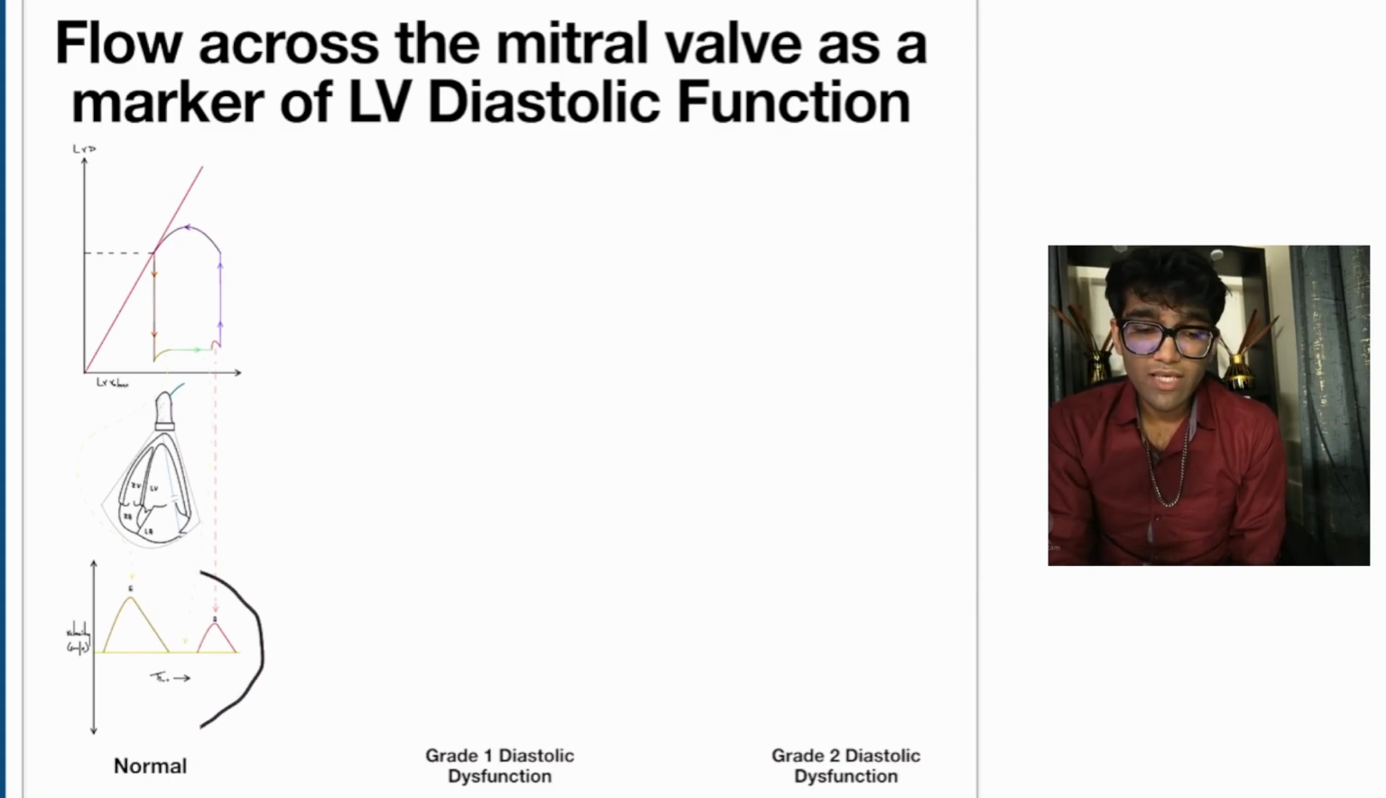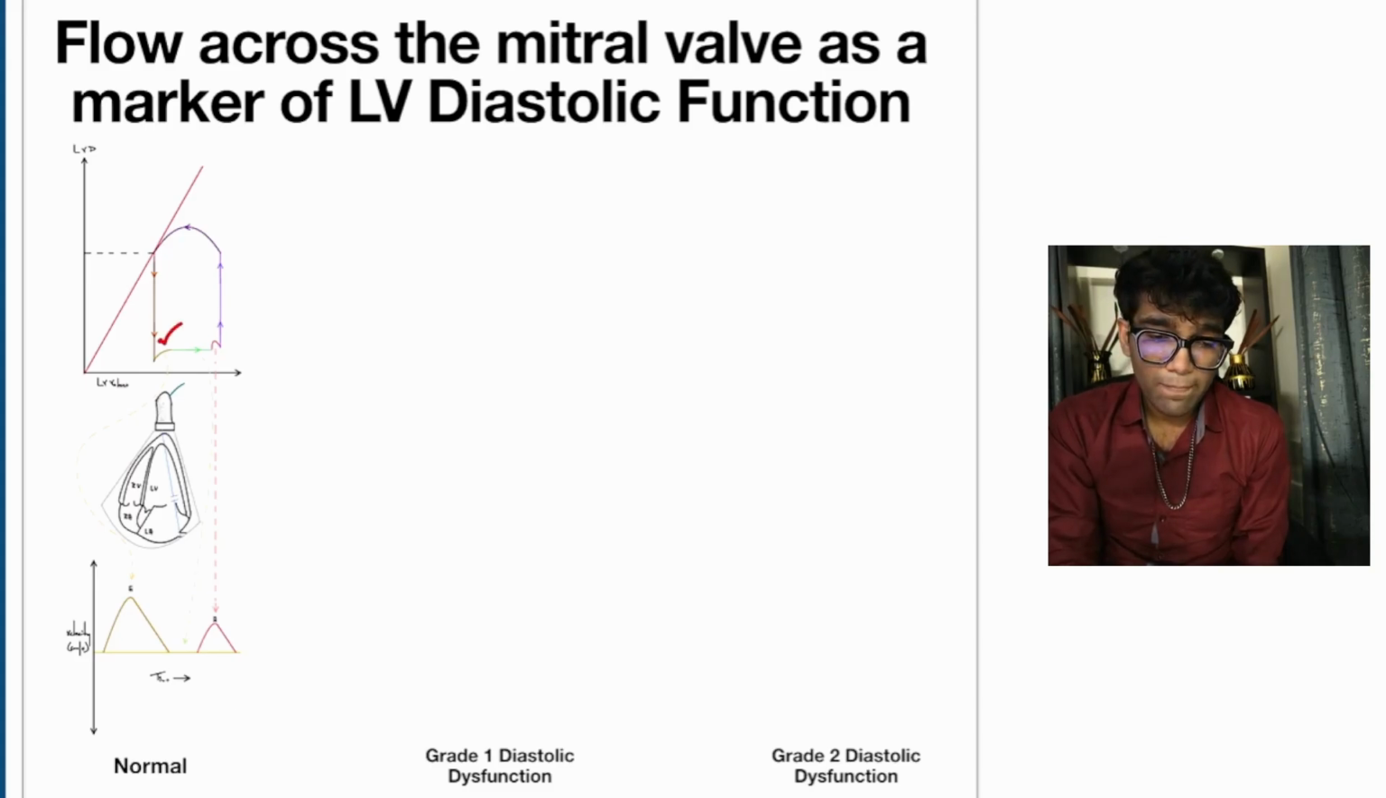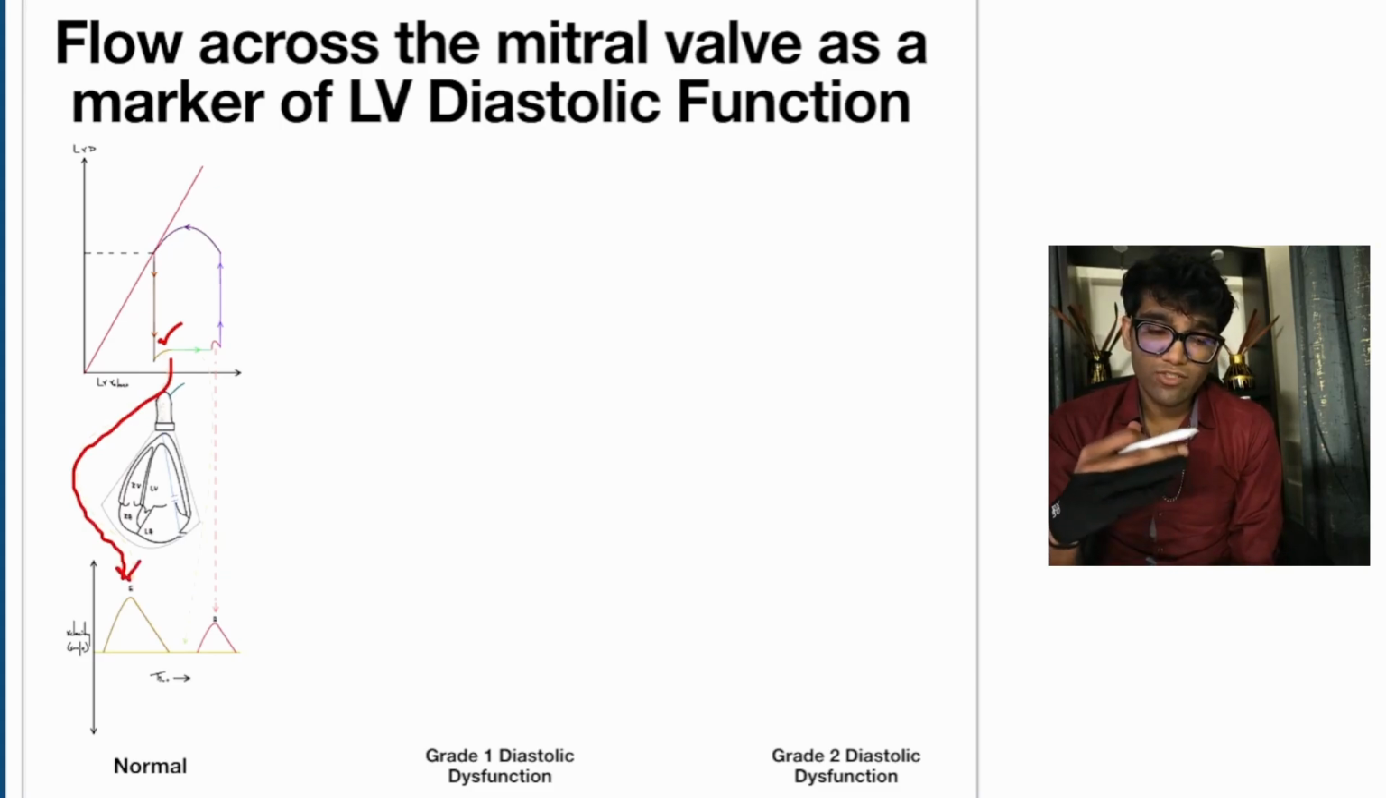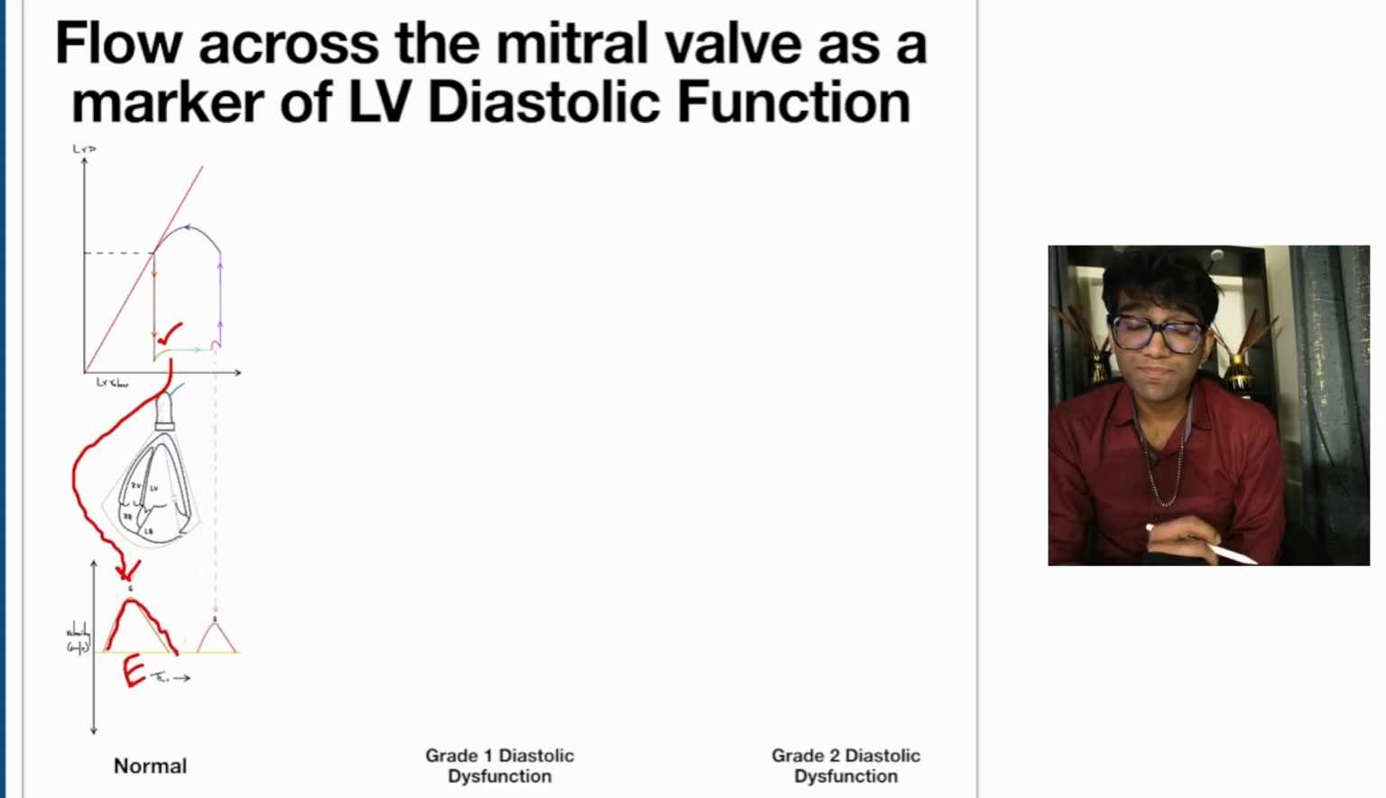So as you can see, in a normal person during the early rapid filling of the ventricle, there is a rapid movement or high velocity of the leaflets towards the probe. Because of that, you get a positive deflection in the curve, and this is your positive deflection, and it corresponds to the early rapid phase. So this is known as the E wave.